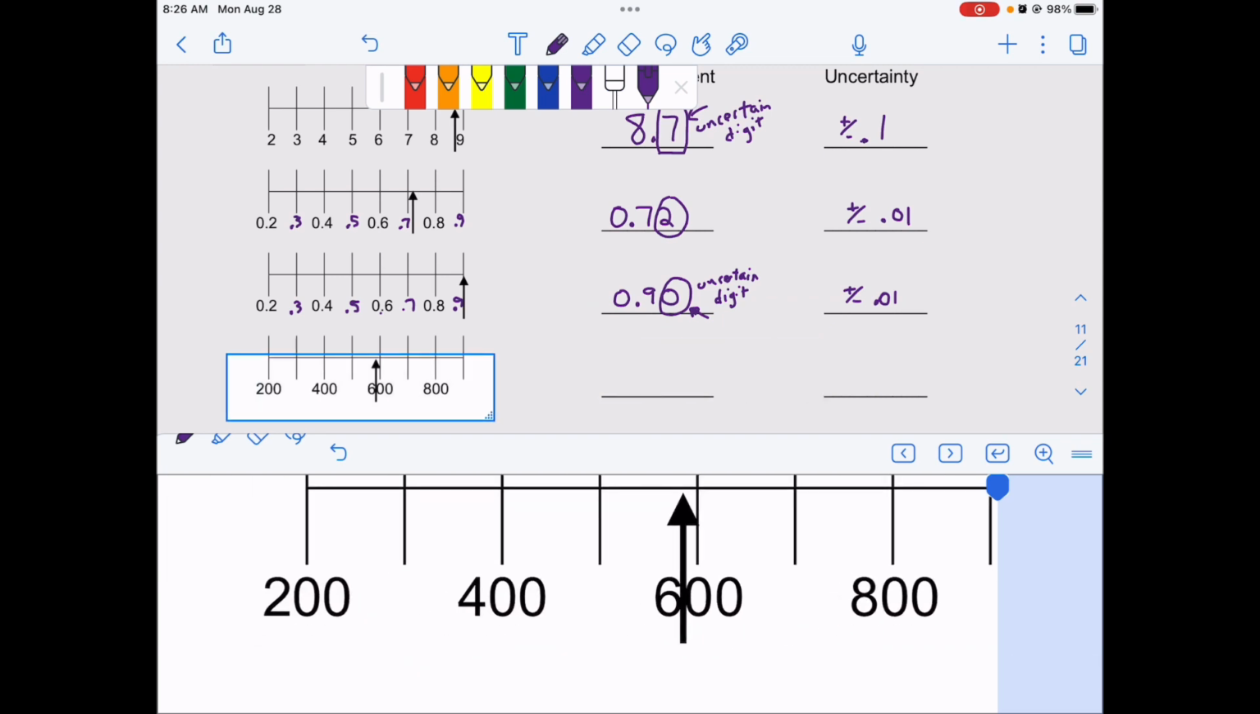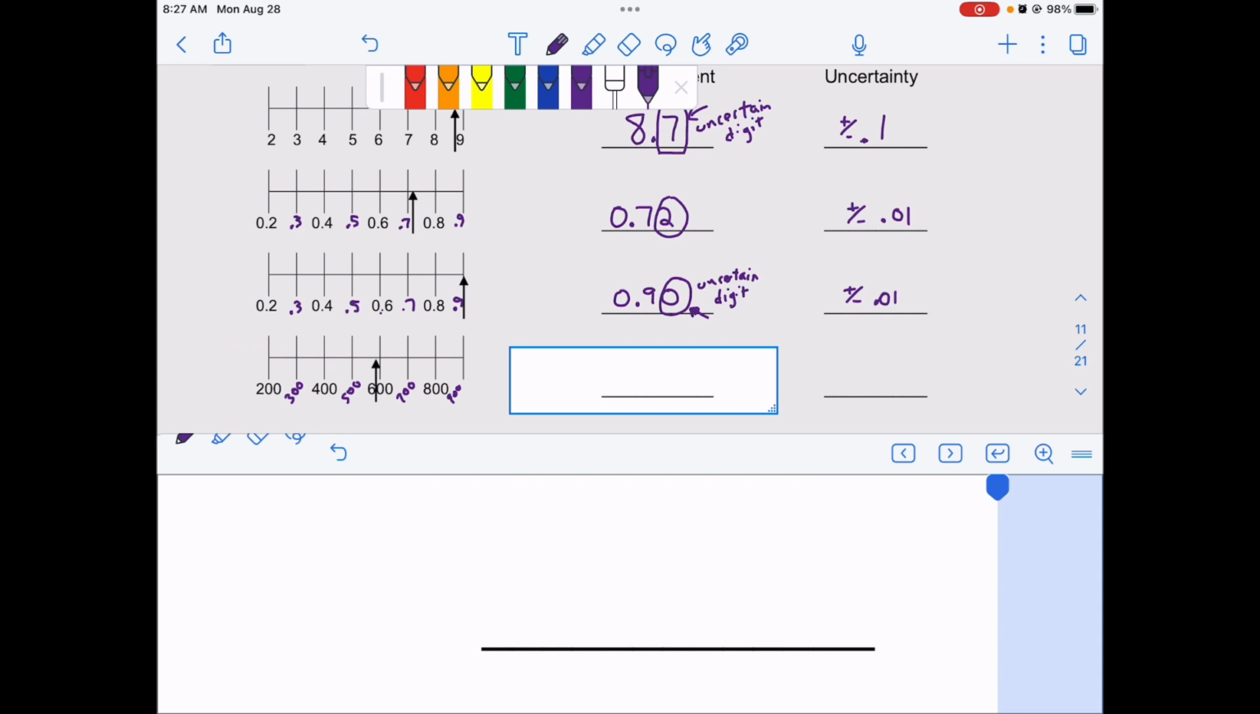Now this one, I've got 200, 400, 600, and 800, so I'm missing the odd numbered hundreds. So 300, 500, 700, and 900 are going on those lines. And it's between 500 and 600.